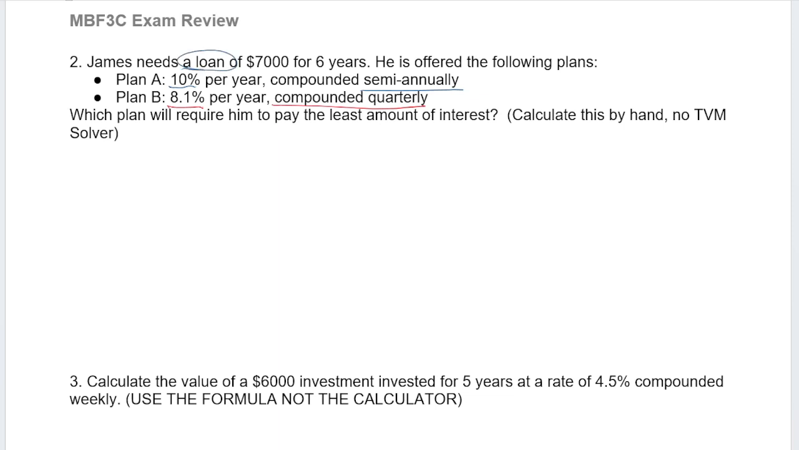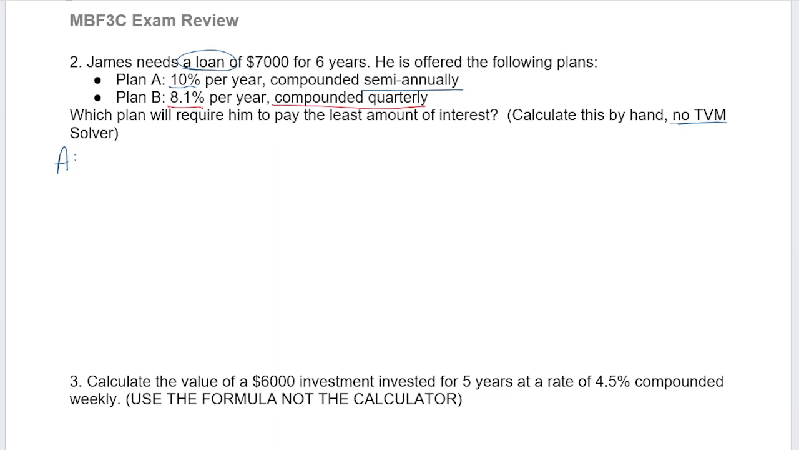So yeah, he definitely wants to find which one is going to charge him the least interest, because he doesn't want to pay back more than he has to. And this is not TVM solver. So we're going to be using our compound interest equation.